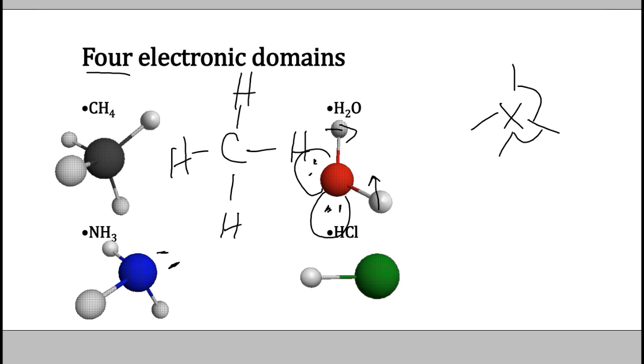So again, there's 4 electronic domains, which gives it sp3 hybridization, but this time, since there's 1 lone pair, instead of having a tetrahedral molecular geometry, it's trigonal pyramidal. So if you look at this, you can tell that this is a triangle base, and then there's a pyramid. So it's a triangle-based pyramid here. Go ahead and draw the Lewis structure for water and hydrogen chloride, and you should see that both of those have 4 electronic domains and then 2 and 3 lone pairs, respectively, which gives them molecular geometries of bent and linear.